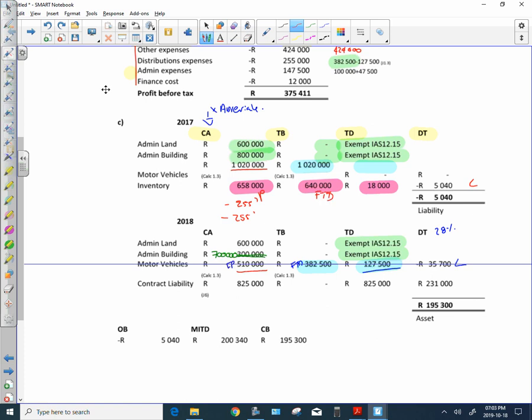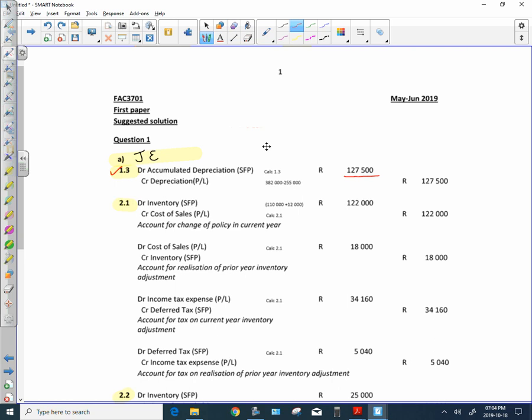Okay, everybody happy there? Right, and then I get to the 2018 journal entries. Same story. First thing that needs to happen is a reversal of prior year increases. So looking at that, I credit inventory with the 18,000 and debit cost of sales with the 18,000. That's just a reversal of 2017. Similarly, I'm going to reverse the deferred tax for 2017, debiting deferred tax by 5040 and crediting my income tax expense 5040.